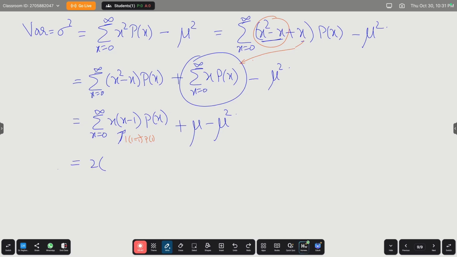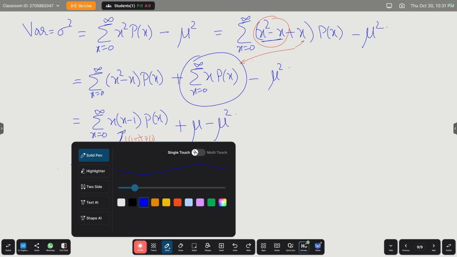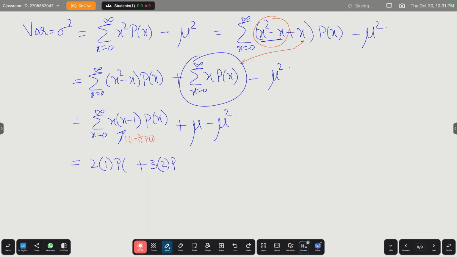So 2 into 2 minus 1 is 1 into p of 1, plus 3 into 3 minus 1 is 2 into, oh sorry, again I missed it. This is not p of 1, this is p of 2. X value we are putting. This is going to be p of 3. 4 into 3 into p of 4, plus 5 into 4 into p of 5, and so on up to infinity, plus mu minus mu square.